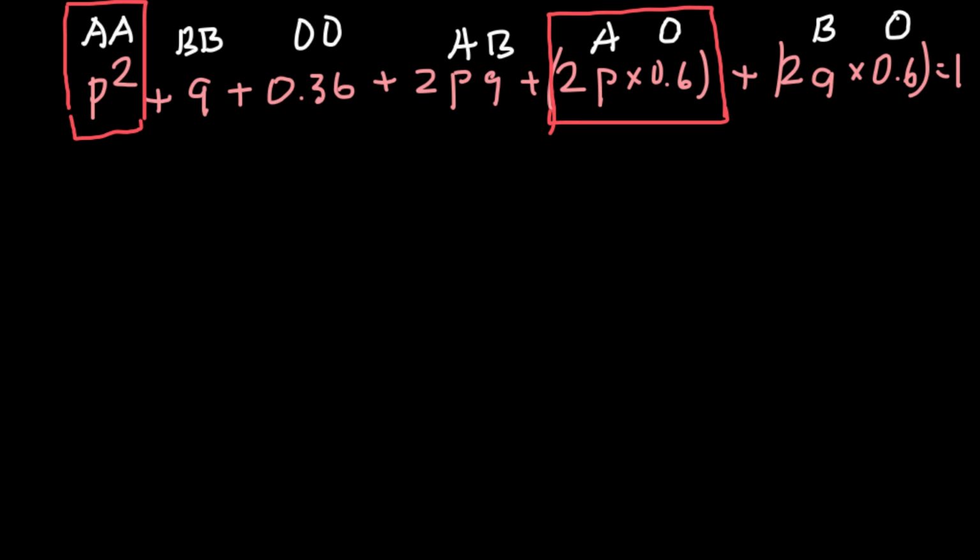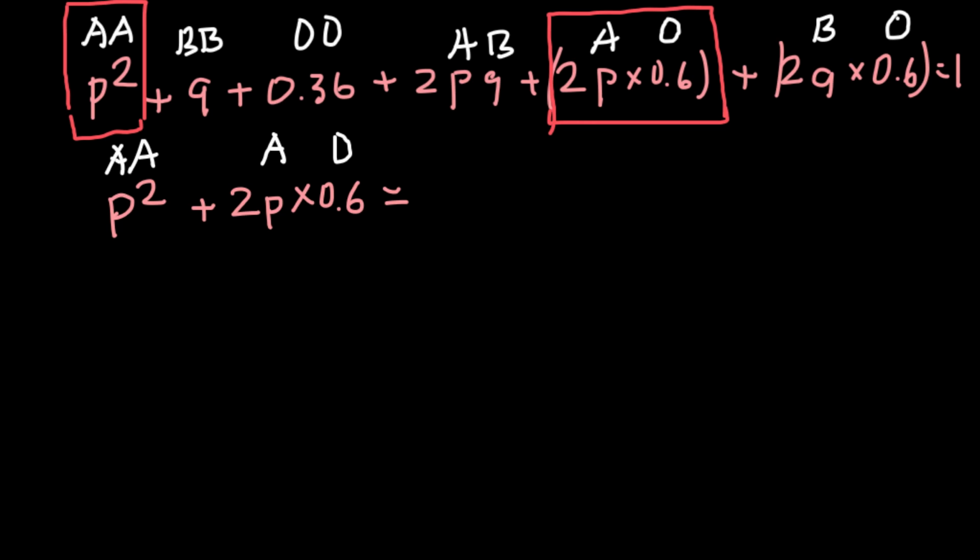So these two genotypes would make phenotype A. So we can say, in other words, for example, p squared plus 2p multiplied by 0.6 would equal the frequency of the phenotype A, because this part stands for the genotype A and O. So both these genotypes would make one phenotype A.